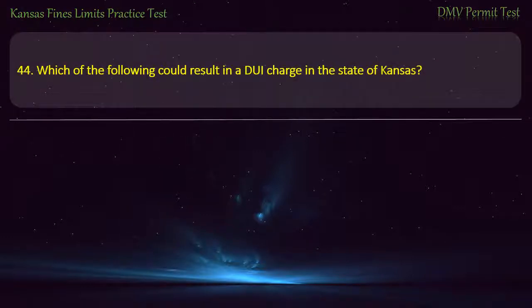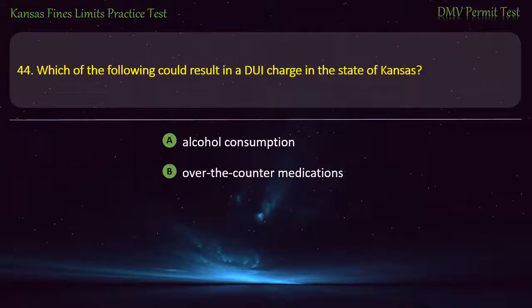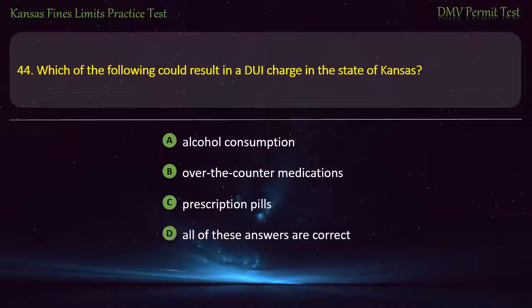Question 44. Which of the following could result in a DUI charge in the state of Kansas? Alcohol consumption. Over-the-counter medications. Prescription pills. All of these answers are correct. Answer. All of these answers are correct.